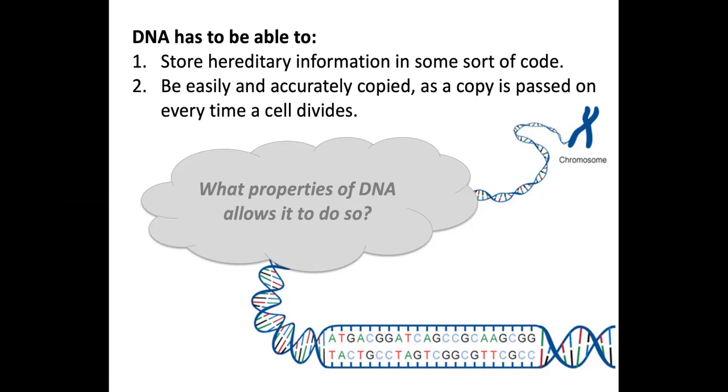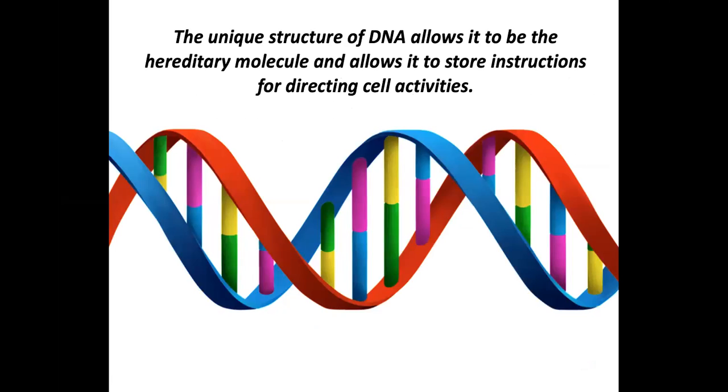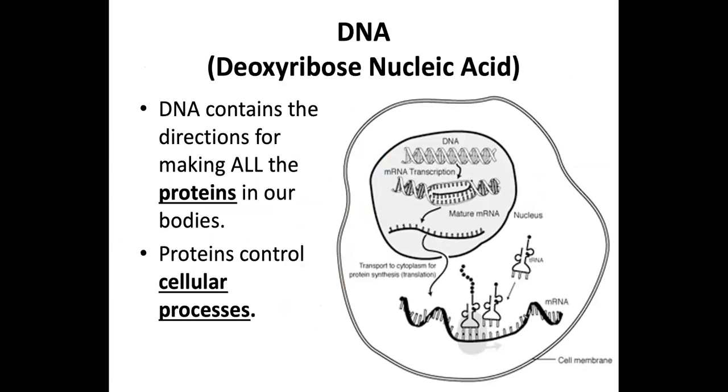So we also talked about what DNA actually is, okay? The structure of DNA. So DNA stands for deoxyribose nucleic acid, and deoxyribose is the what that we find in DNA? The sugar, right, okay? So DNA is super important because it is what contains the directions for making all of the proteins in our body, okay? And proteins are what control everything, okay?